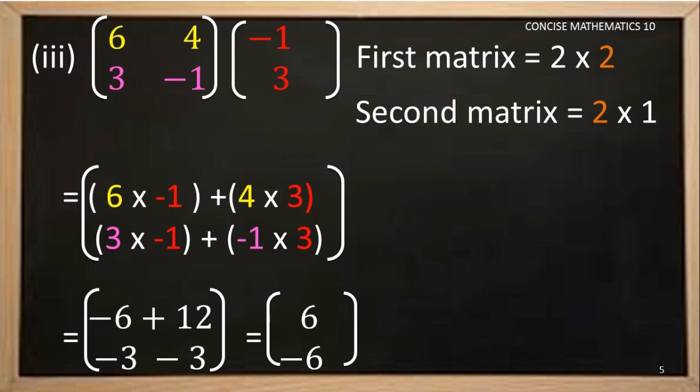Similar way, second row elements. 3 into minus 1 plus minus 1 into 3. Here also you can just note down how the elements of the first row, first column and second row, first column have been placed. Here the column remains the same and the terms of the rows will change. Hence the final solution is 6 minus 6. So by multiplying the matrix of order 2 by 2 with 2 by 1, the resulting matrix will also be of the order 2 by 1.